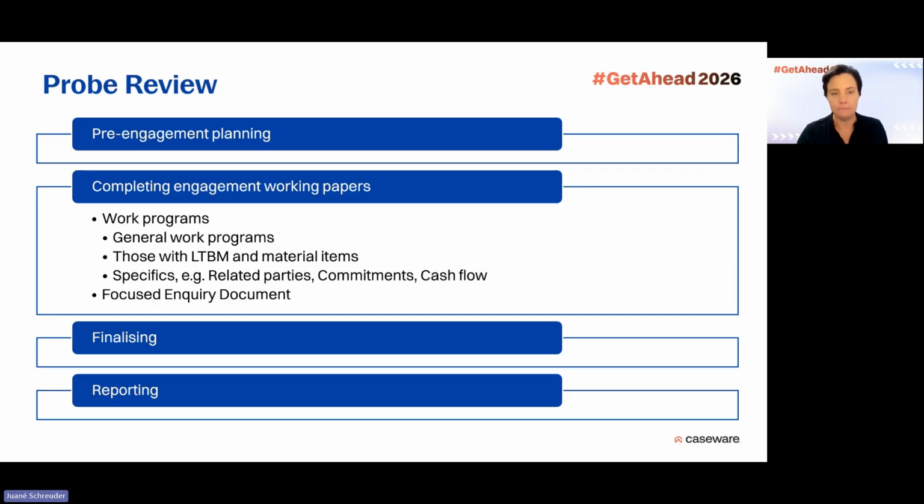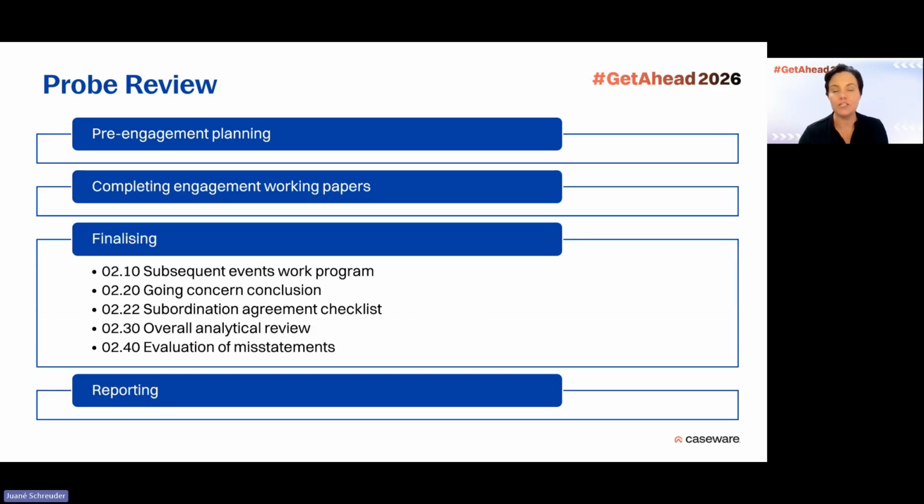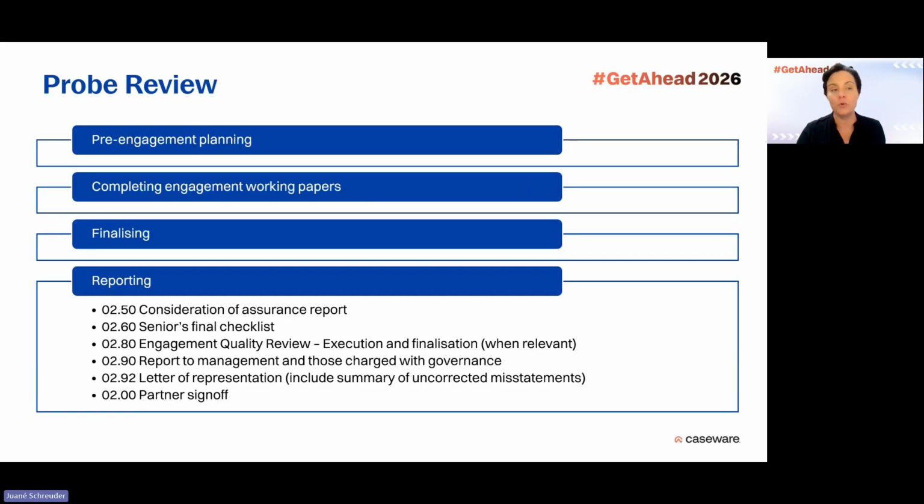And then we'll do the finalization, which is very similar to what you're probably already expecting after we've discussed the theory: subsequent events, going concern, final analytical review is an option. You don't necessarily have to do it because you've analysed all the way to this point. Evaluation of misstatements. And then when we get to reporting, to then consider the assurance report. So the type of conclusion you'll have, the senior's final checklist, engagement quality review, and then your normal reporting things. All right, so those are your slides.